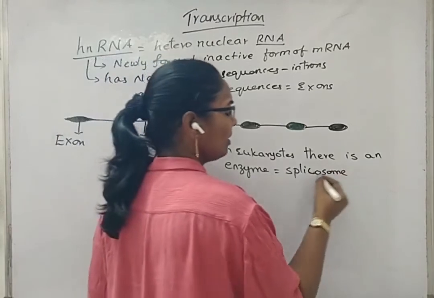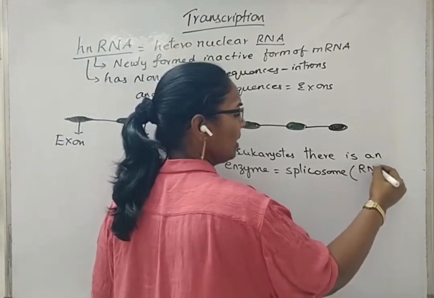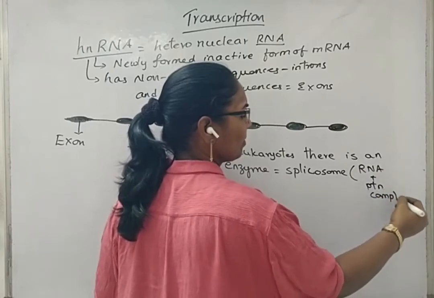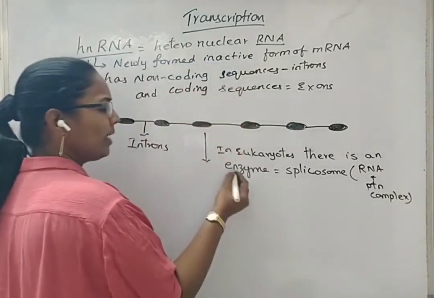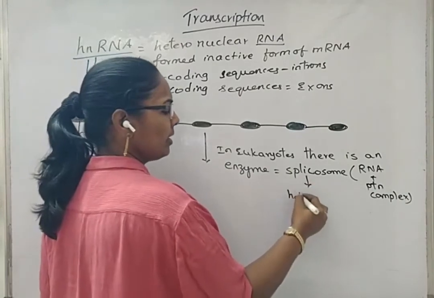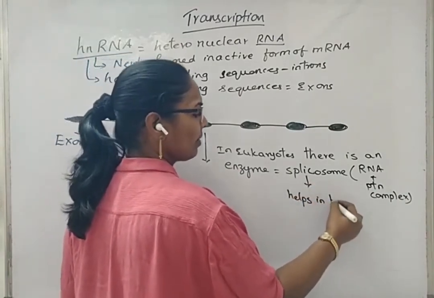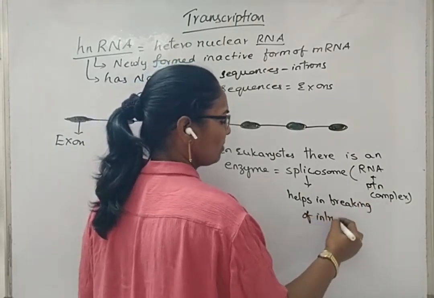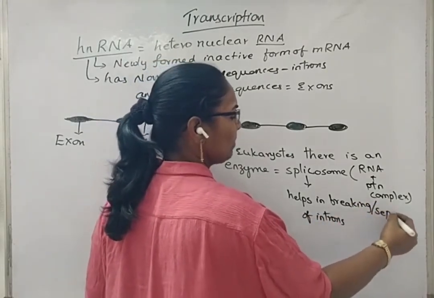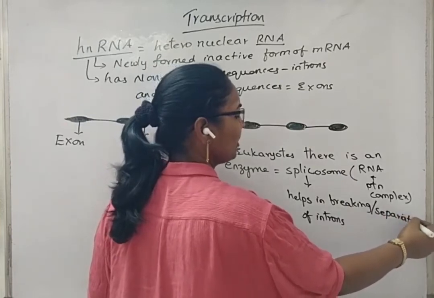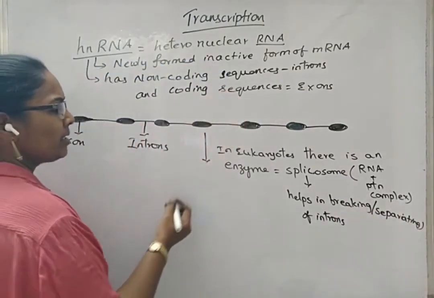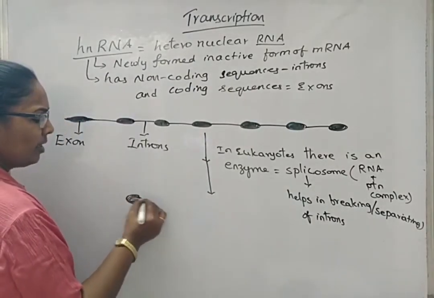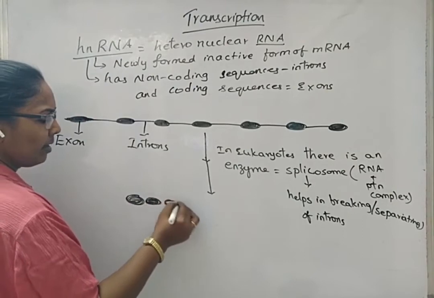This spliceosome is nothing but an RNA protein complex. It helps in breaking or cutting off introns. We can also use the term separating of introns. So spliceosome is removing the introns, and we get a combination of exons only, like this.